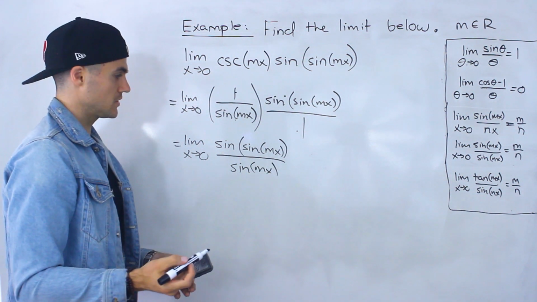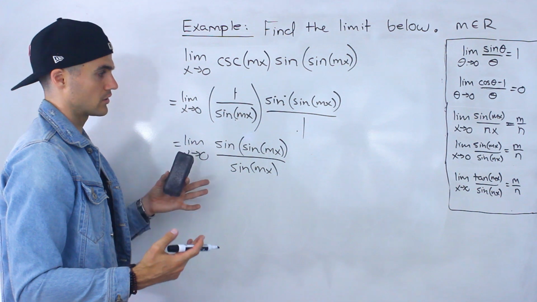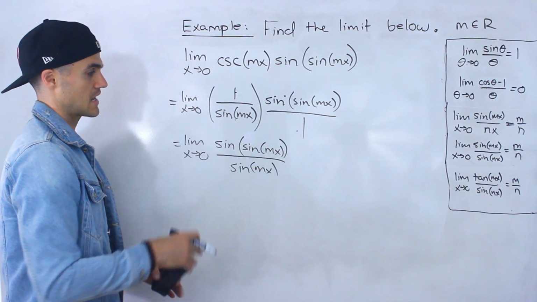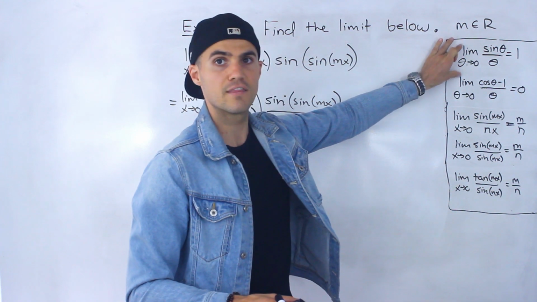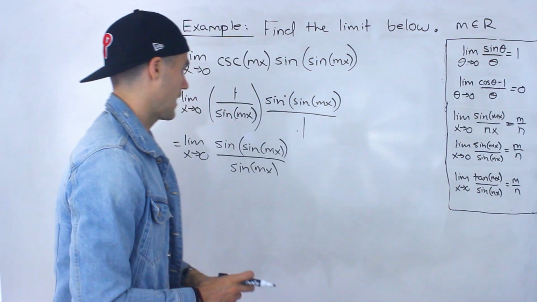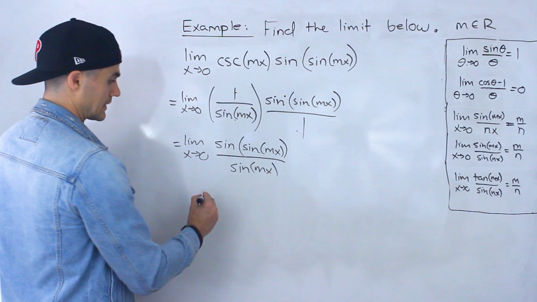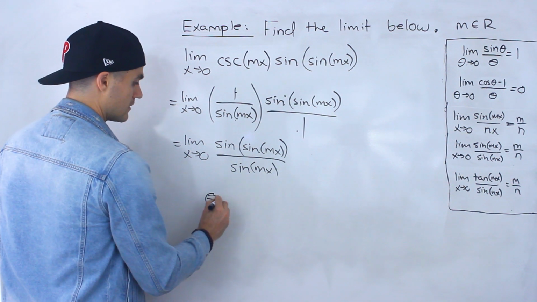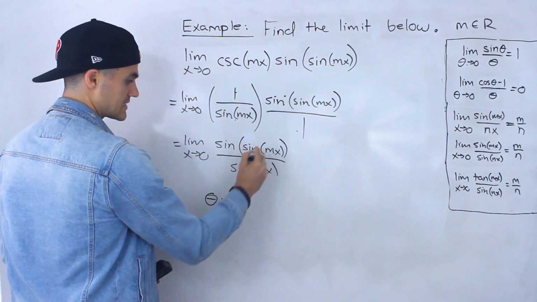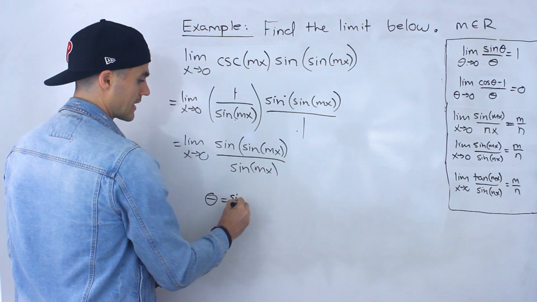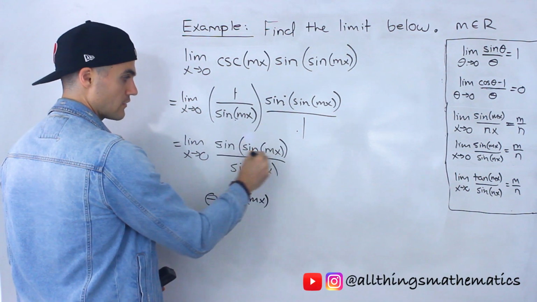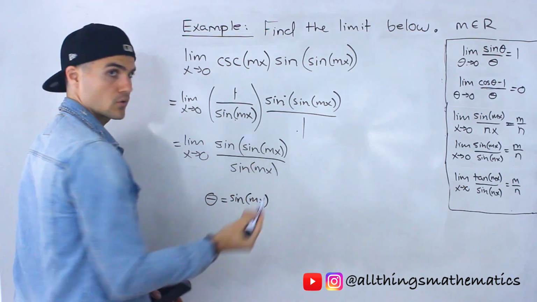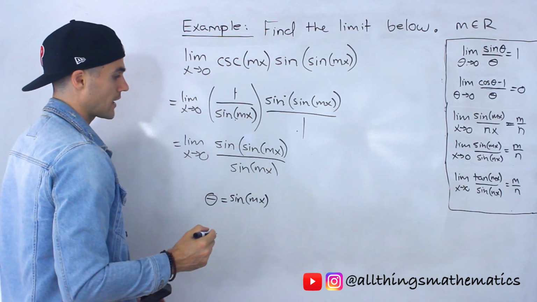And do you see what we can do here? Very similar to the previous examples. Notice we could do a change of variable to get it into this format here. More specifically, we can let theta equal this entire expression, sine mx, because notice that within this bracket we have sine of that expression, and it's also in the denominator.